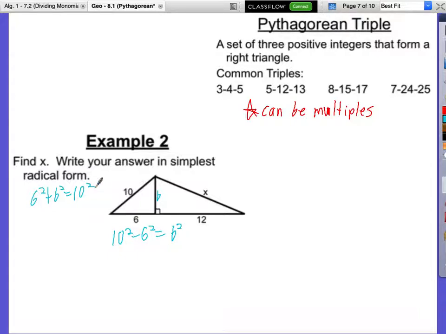Okay, so looking at Pythagorean triples, this is 6, that's 10. 3 times 2 is 6, 5 times 2 is 10. So 4 times 2 has to be 8. That's what I did. So Jacob, you're going to choose when that one happens.